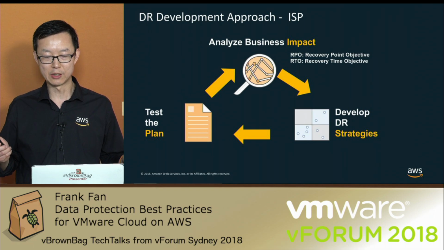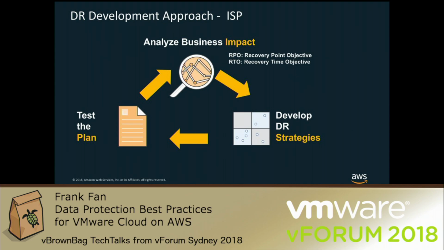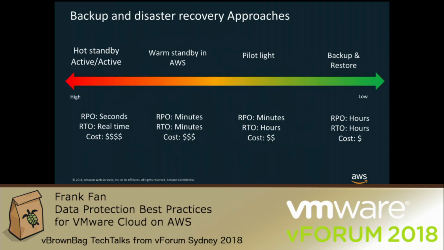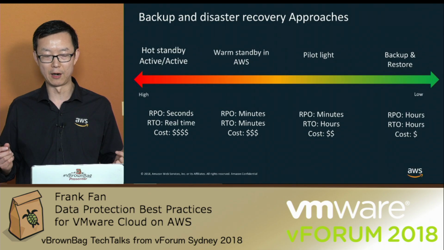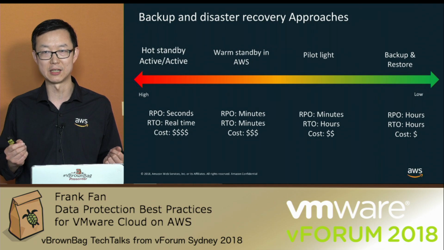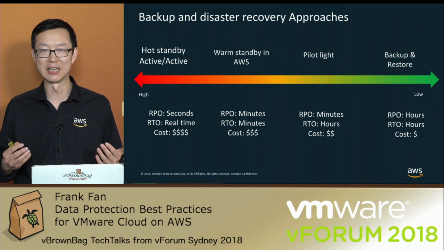All right, assuming we already have those requirements, where should we go? Now I'm going to share with you 4 different approaches to help you start. If you look at the bar on the left-hand side, this is active-active, which means you have 2 environments up and running all the time, and it meets the best RTO and RPO, but it's also the most expensive one.